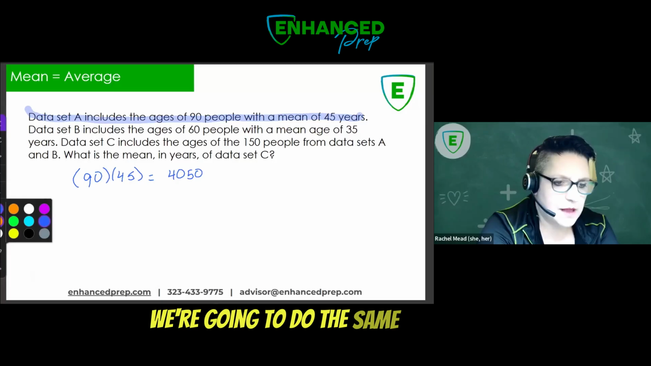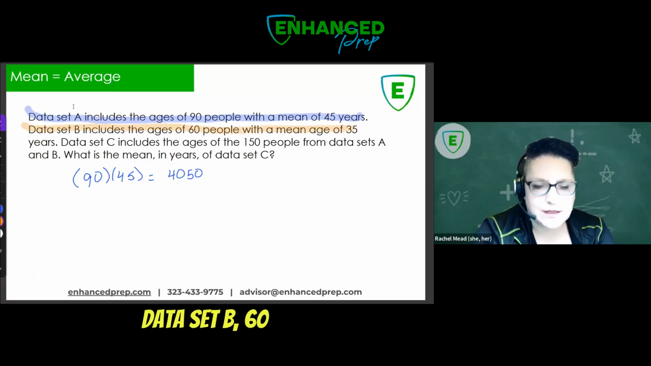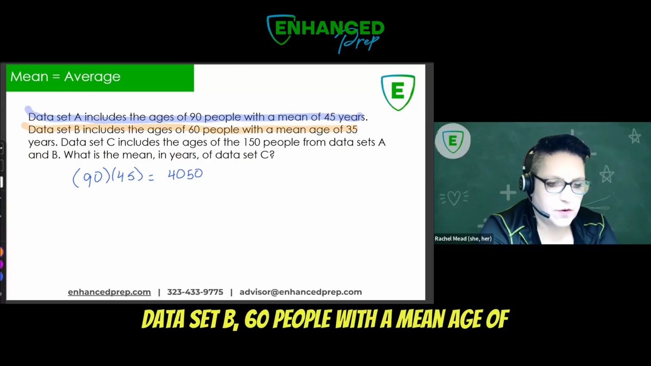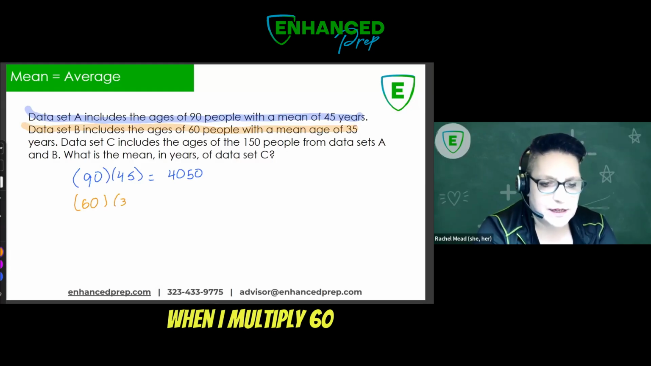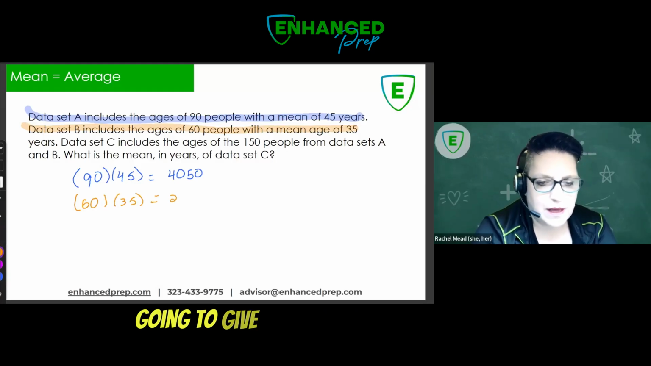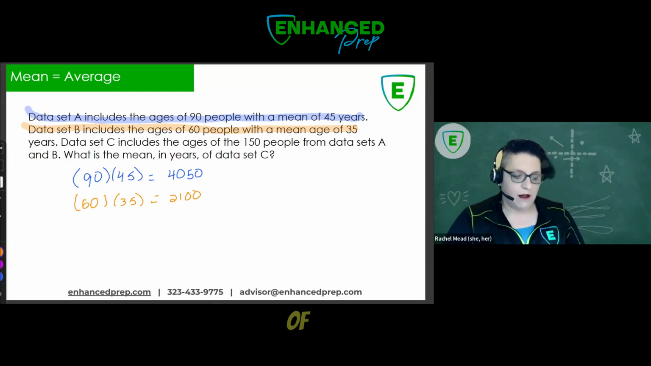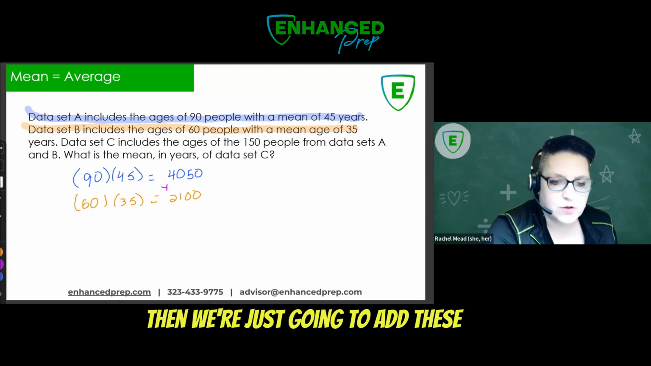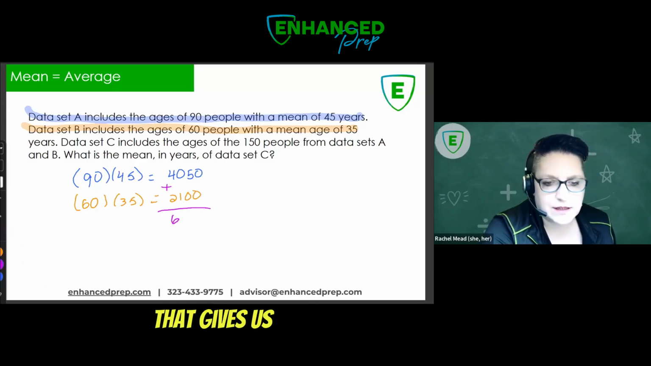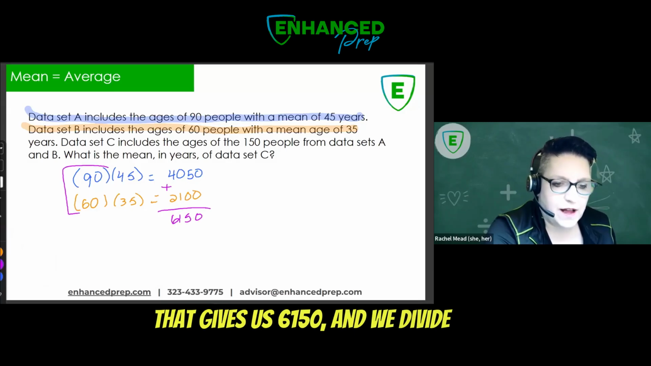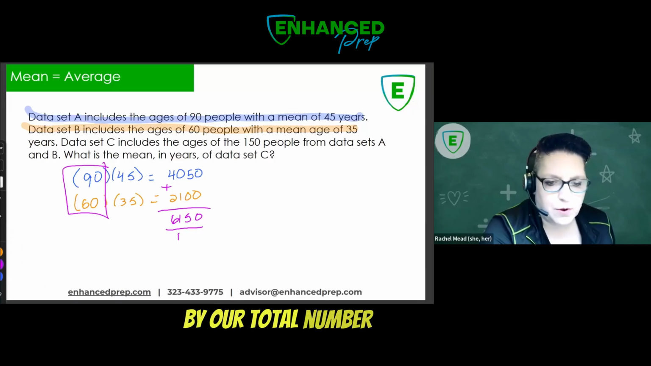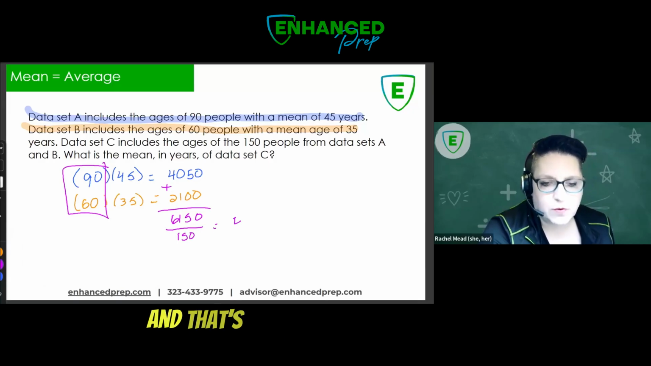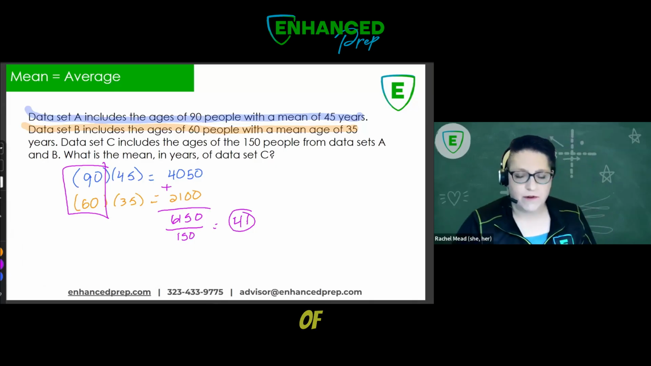We're going to do the same thing with data set B, 60 people with a mean age of 35. When I multiply 60 times 35, that's going to give me a total number of years of 2,100. Then we're just going to add these two together. That gives us 6,150, and we divide that by our total number of people, and that's going to give us a mean age of 41.